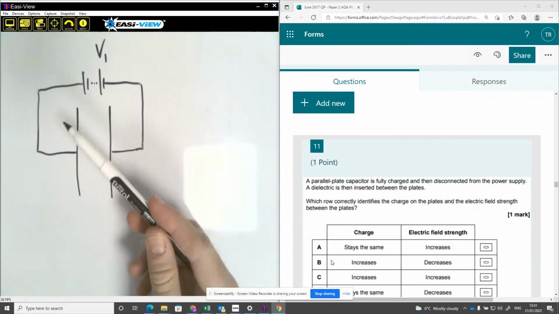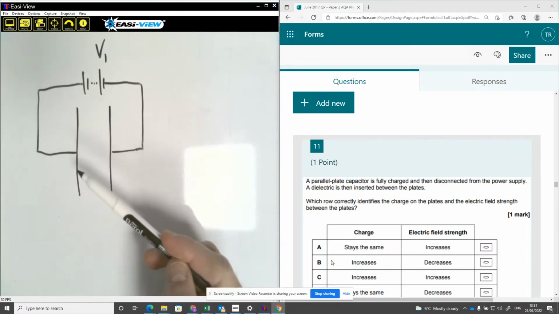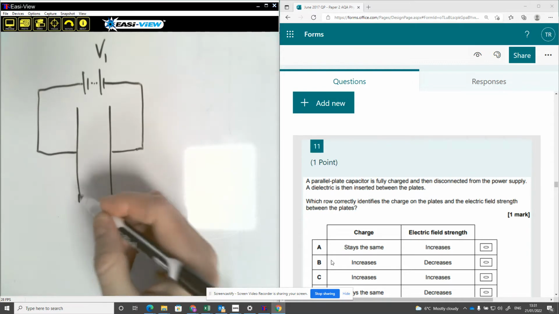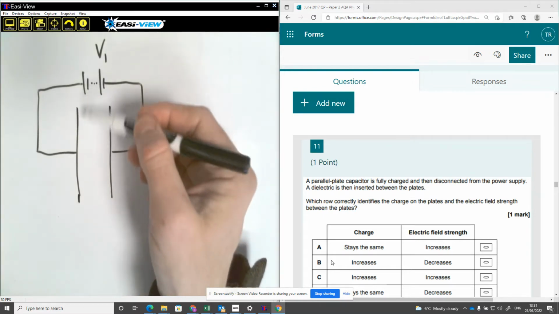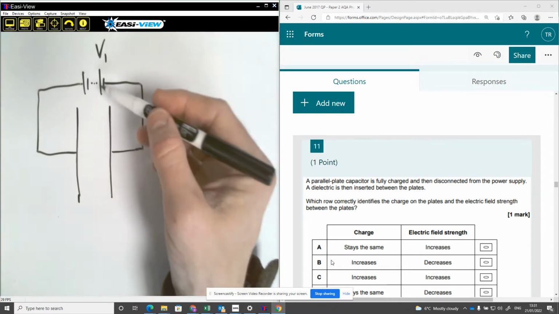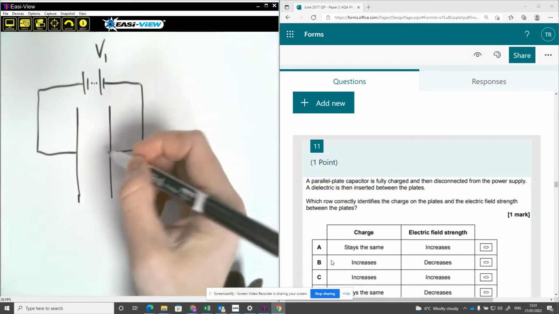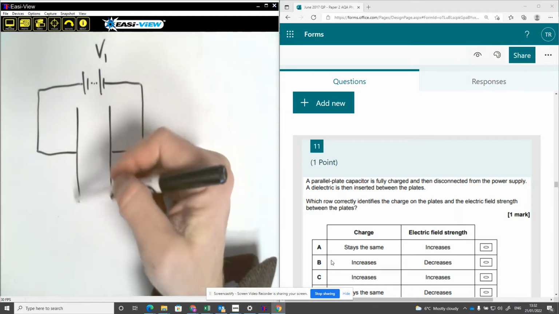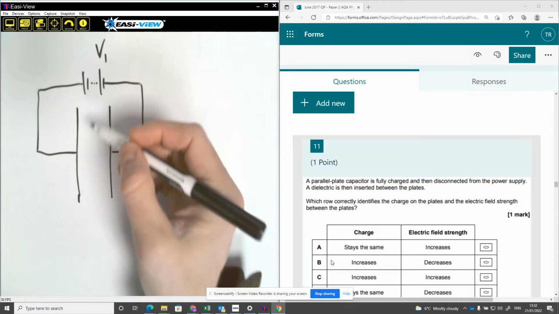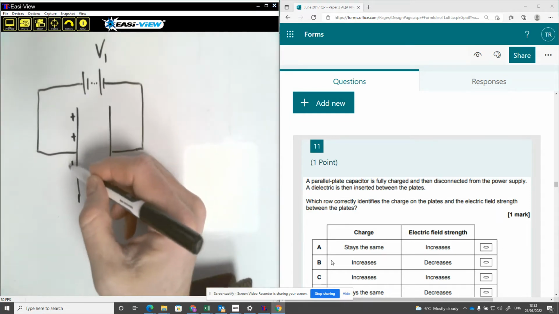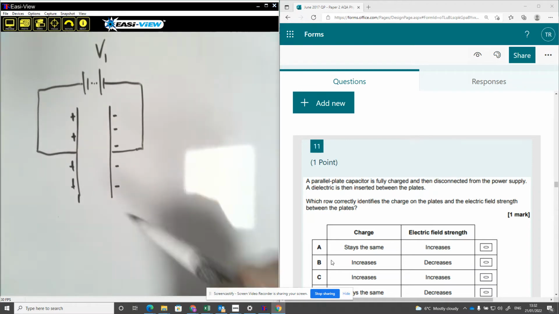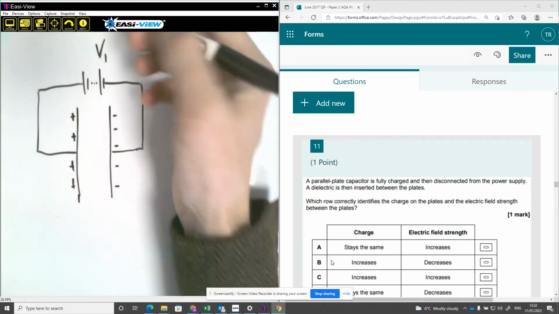That V1 will cause charge to build up, so charges will separate. The positive charges will be attracted to the negative side, and the negative charges will be attracted to the positive. In reality, it's just the electrons that are moving. So electrons will move away from this plate, and you'll end up with this plate being positively charged and this plate being negatively charged.